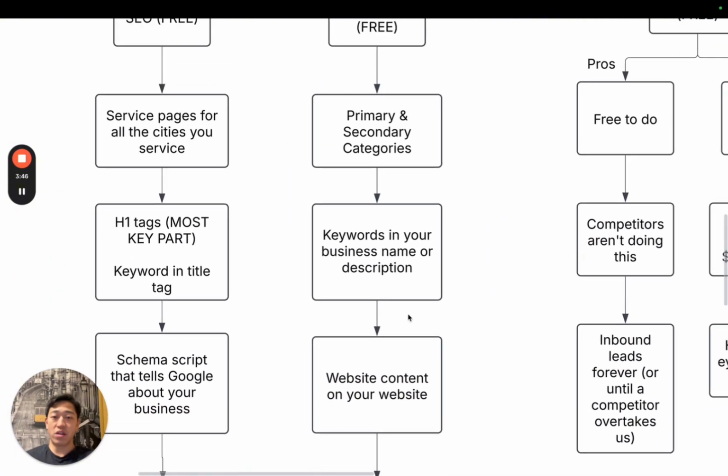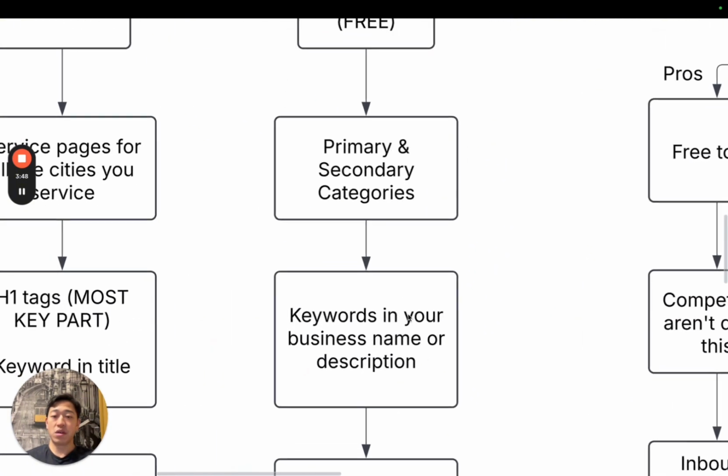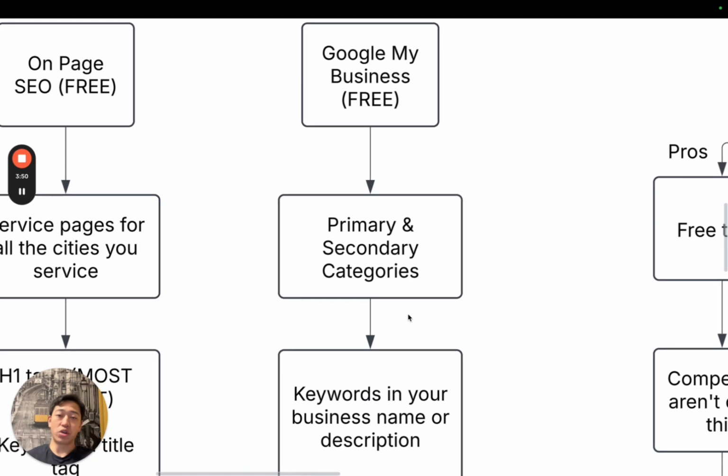And let's get into the Google My Business. So Google My Business, I'm sure you probably have a Google My Business profile if you're a local contractor, but number one ranking factor on Google My Business is the primary and secondary categories. So you want to make sure that your primary category is on point and your secondary categories is listed as well. So if it's not the main service you're offering, you shouldn't have that as your primary category.